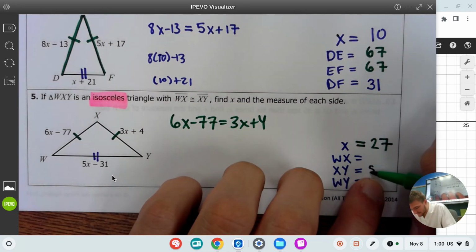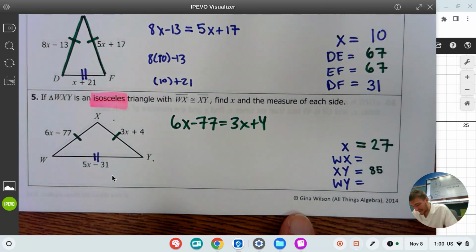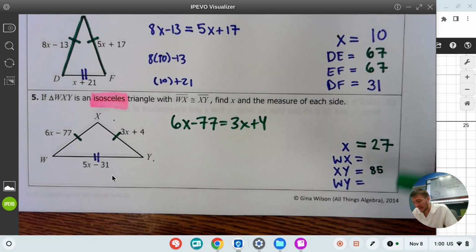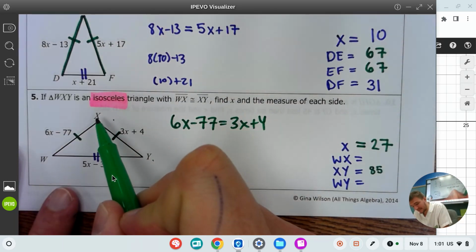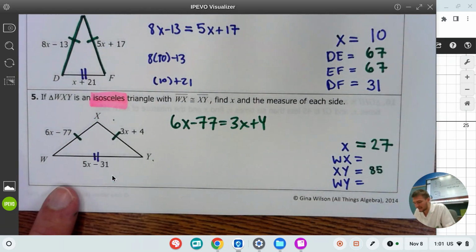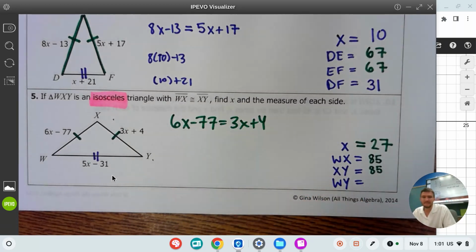85 for YX. That does sound pretty good. I have to agree with you. I think that's perfect. Now, I know one other side as well, right? Because YX is the same thing as WX. It's isosceles. That means WX is also going to be 85. If you want to type it in and figure it out, type it in and figure it out. If you want to use your knowledge of isosceles triangles, use your knowledge of isosceles triangles.